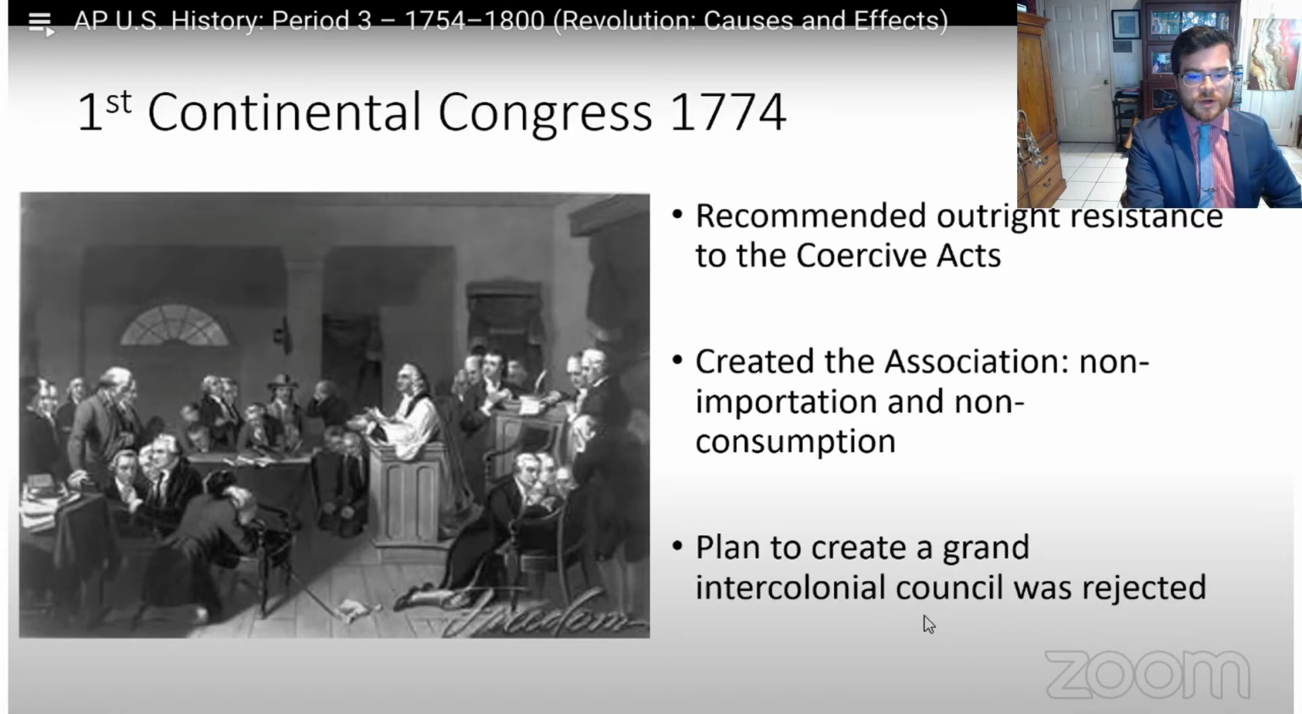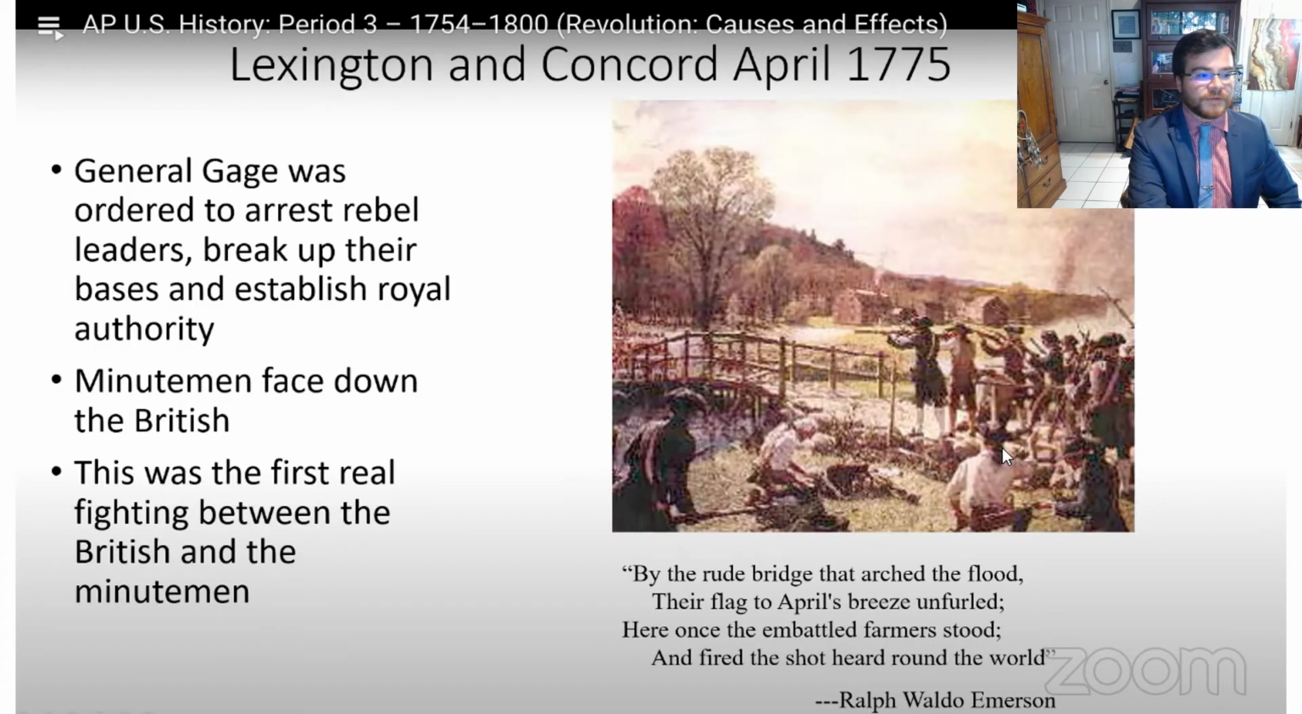Okay, First Continental Congress, they meet to see what they're going to do about it. So this is the first steps towards the American Revolution, right? Then boom, Battle of Lexington and Concord, guys. The first shots of the American Revolution. And this is in the outskirts of Boston, right?